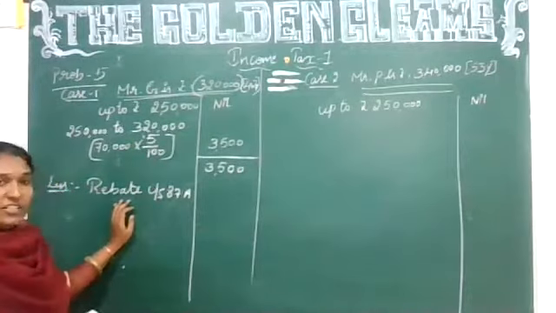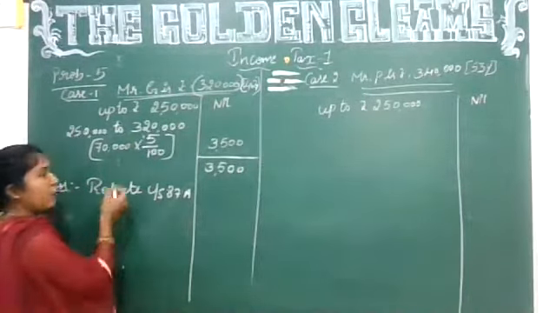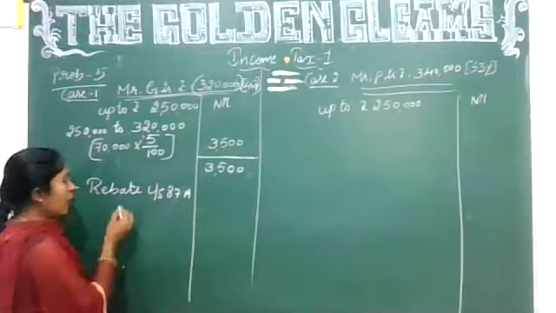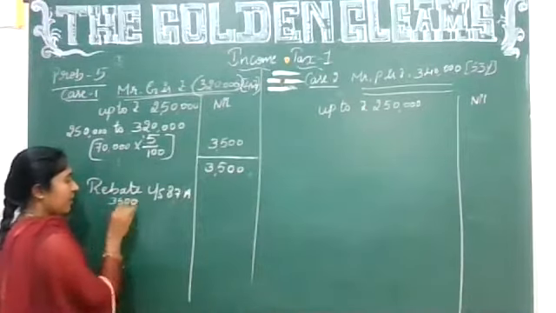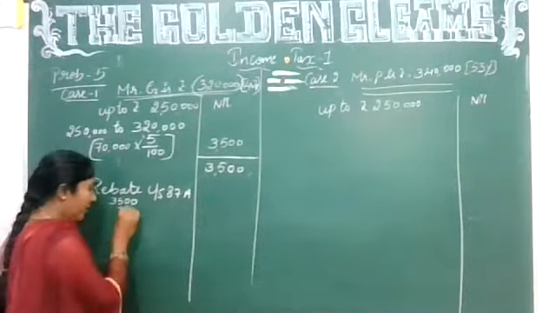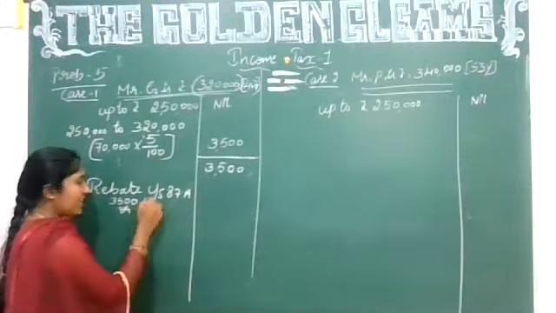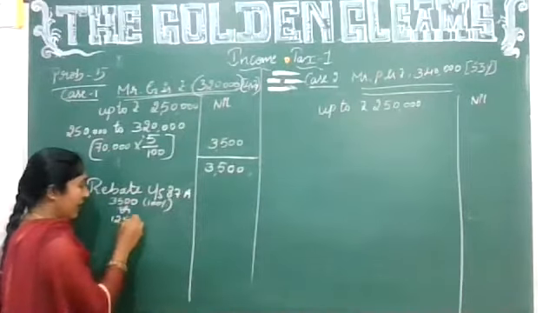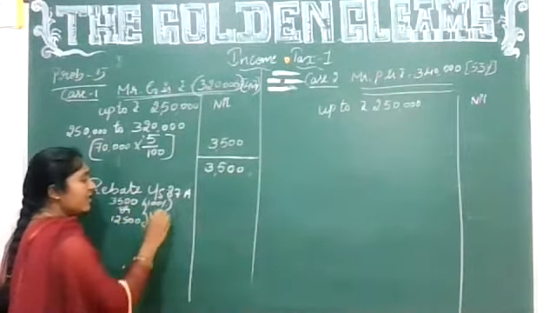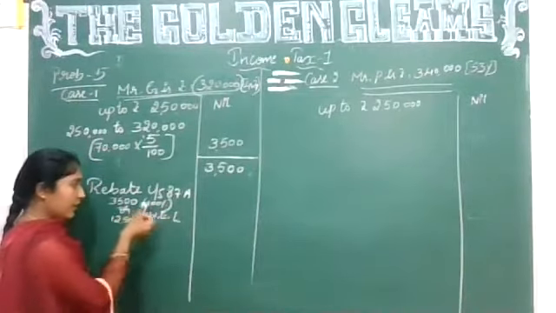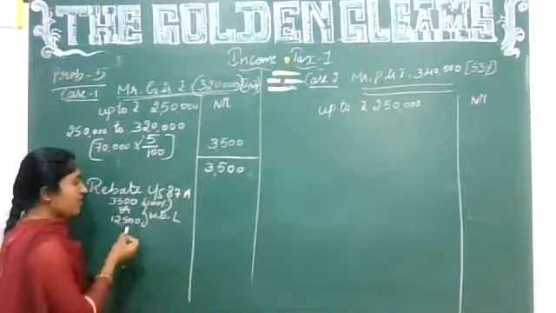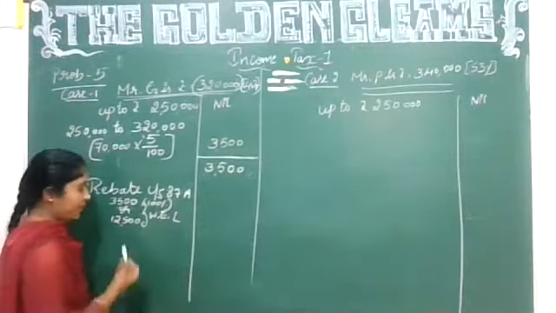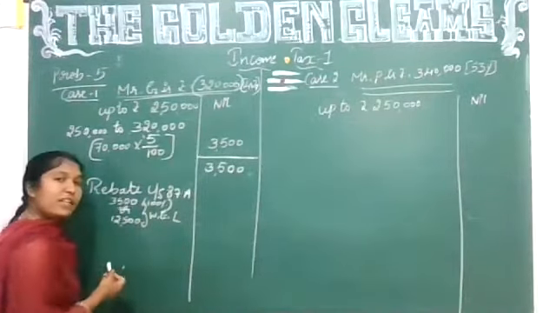The rebate under section 87A is 100% of total income. The total income tax is 3,500, or 12,500, whichever is less. Of these two, whichever is less, that amount we take. Here, 3,500 is very much less than 12,500.